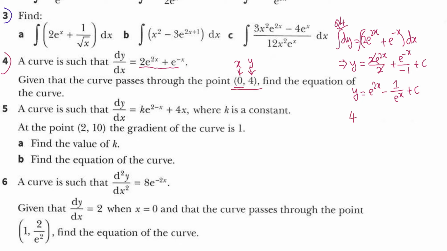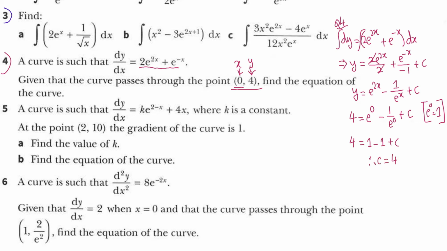So 4 is the y value, which equals e to the power 0 minus 1 by e to the power 0, because x is 0 given, plus c. We know one thing, anything to the power 0 equals 1, and we are going to apply this here as well. So it would be 4 equals 1 minus 1 by 1, which is 1, plus c. So our c value we got from here is 4.